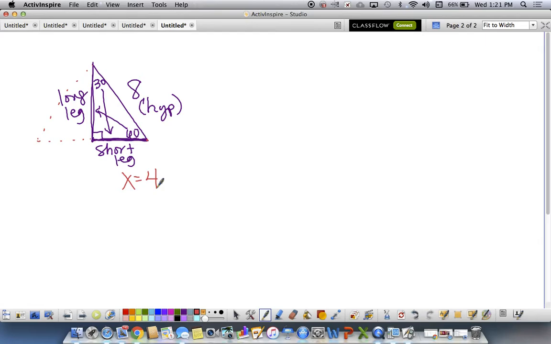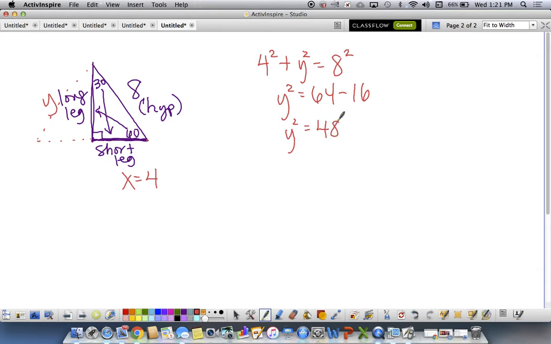Yeah. I'm going to put a y out there. There'll be a lot of x's and y's. So can we do 4 squared plus y squared equals 8 squared? So I'm going to do this. I'm going to go a little bit quicker. 8 squared is 64. 4 squared is 16. When we subtract that, what does y squared equal? It's 48. How do we find y? We take the square root.